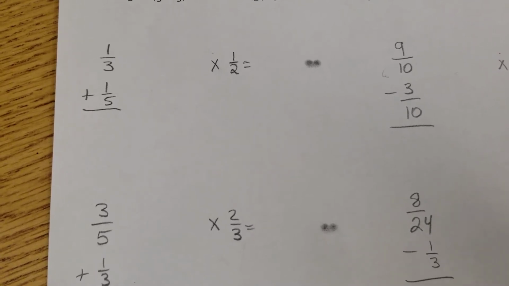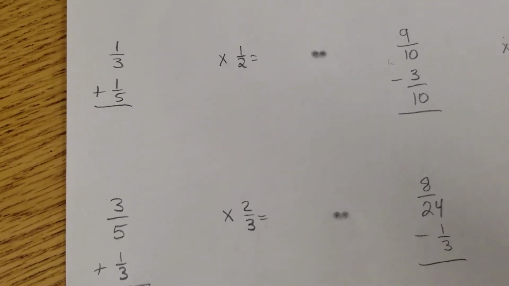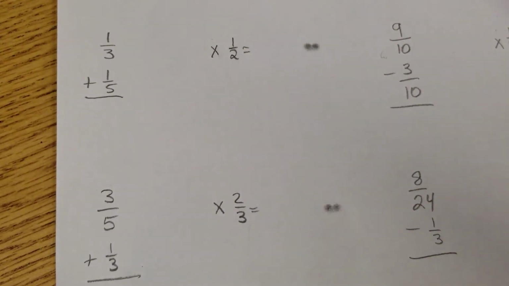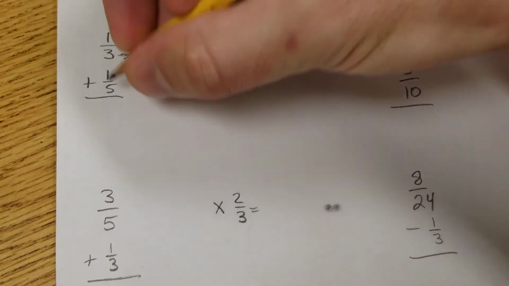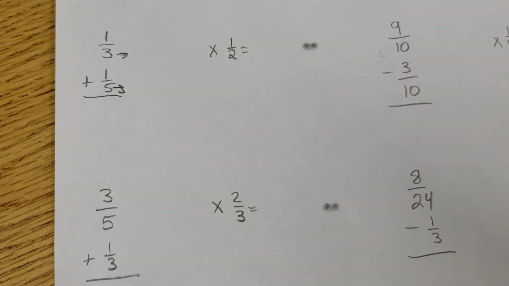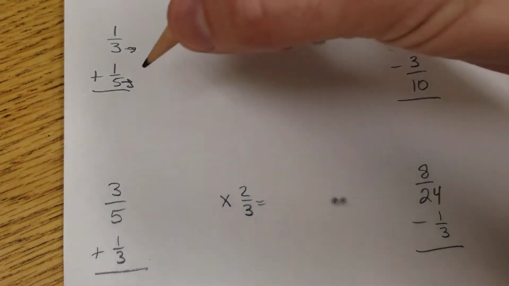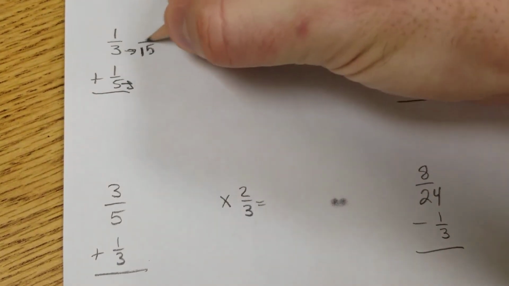So the first thing we have to do is add a third and a fifth. If we look at our bottom numbers, we have 3 and 5, they're different. So we have to find the least common multiple of each one. We count by 3s and count by 5s, and see which number appears first. 3, 6, 9, 12, 15, and 5, 10, 15. So we have to change these both to 15ths.